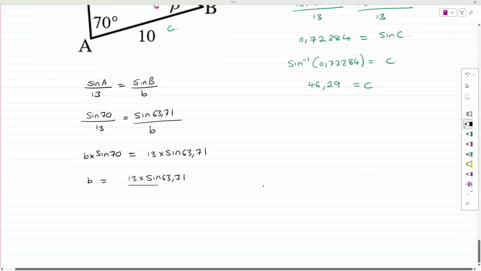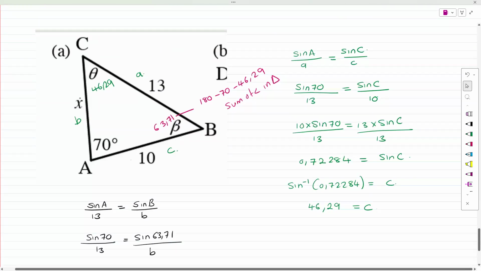B equals 13 times sine 63.71 all over sine of 70. And that equals 12.40. And that's all there is to this part, 12.40. And that should be the end of sine.